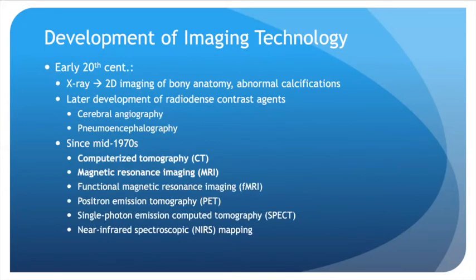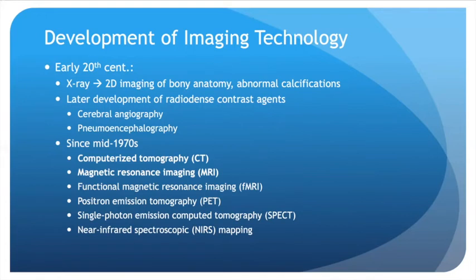So development of imaging technology. In the earlier 20th century, X-ray was developed. So this provided 2D imaging of bony anatomy, abnormal calcifications, and eventually there was development of radiodense contrast agents. So this allowed for imaging of vascular anatomy via cerebral angiography and study of ventricular anatomy via pneumoencephalography. The latter technique is no longer used due to the extreme pain that it causes.